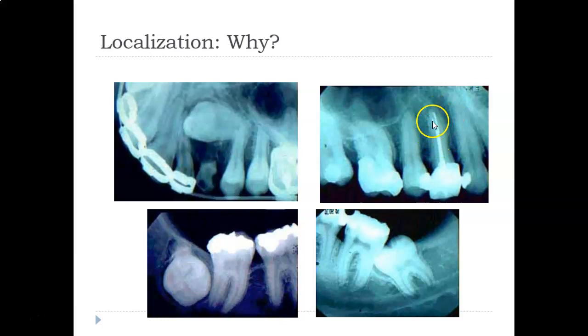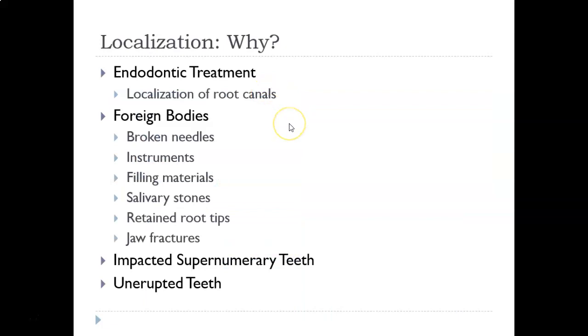So they have to be able to identify if there's more than one canal, and then are they buccal, are they lingual, how are they in relation to each other? These are all reasons why we may end up using this localization: if you break off a needle, if you break off the tip of an instrument, figuring out whether filling materials are buccal or lingual, or if there's a salivary stone, where is it located, which would be for a surgeon. Also retained root tips and jaw fractures. There are all sorts of reasons to use this localization rule so that you can see where something actually is in the oral cavity, in the mouth.